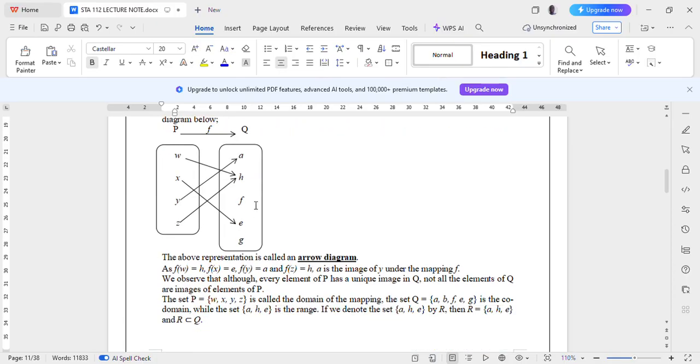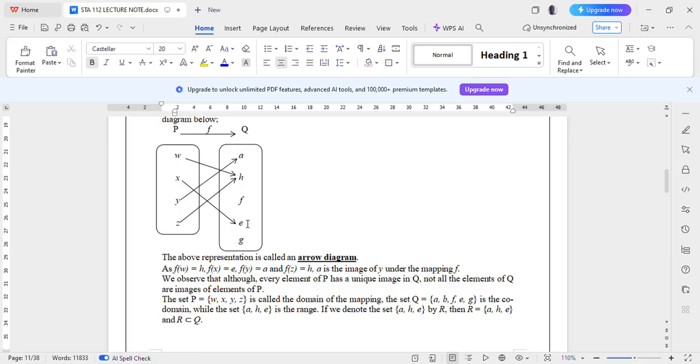Now you see that W and Z have the same image in Q. Yes, it happens that way. I will explain that later. There are some functions that produce the same image for different elements.